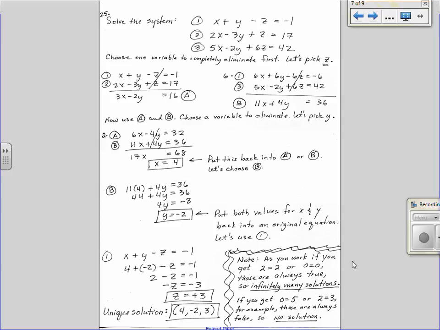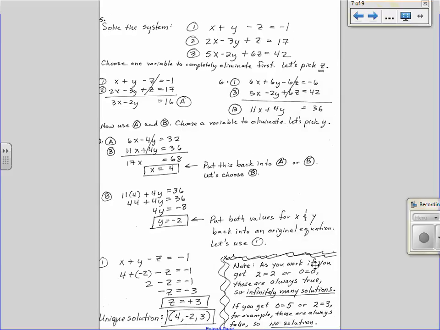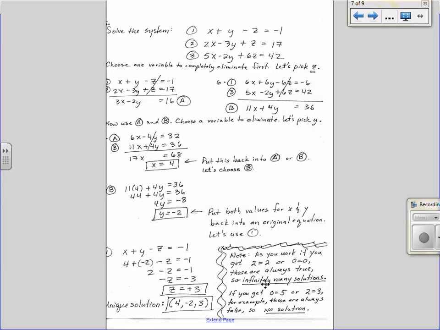Be careful as you work. You might get something like 2 equals 2 or 0 equals 0. And those are always true. So that would be infinitely many solutions. And if you get something like 0 equals 5 or 2 equals 3, for example, those are always false, so you'd have to say no solution. This is considered to be inconsistent. This is consistent and dependent. And when I have just one solution, that's consistent and independent.